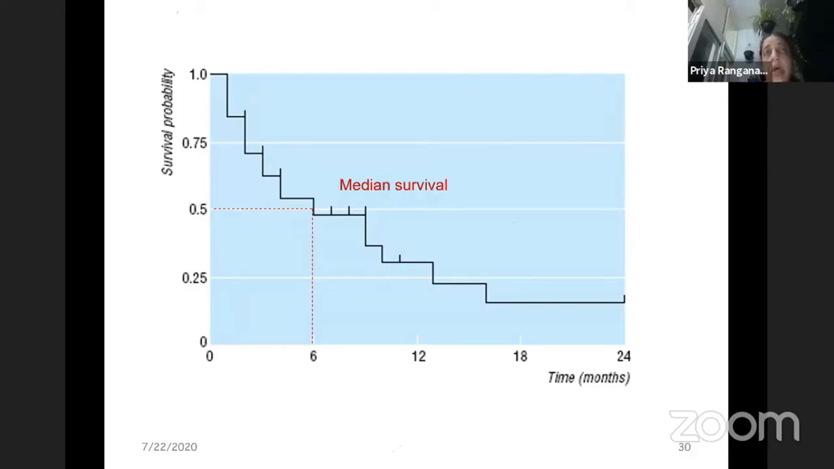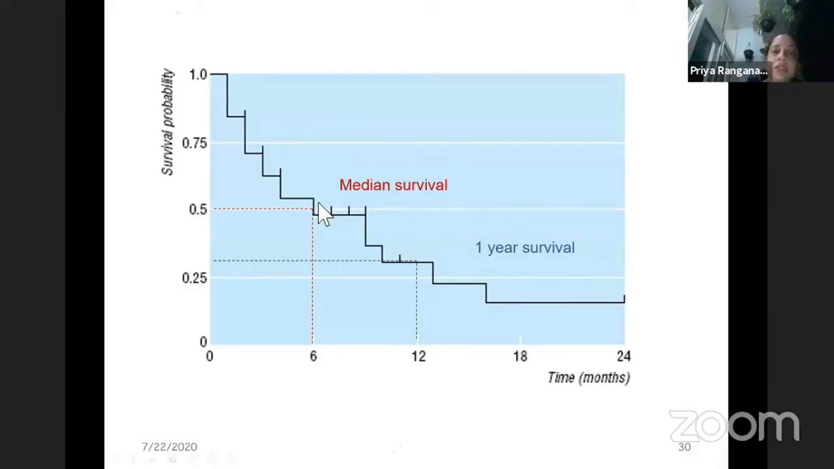On the other hand, you may want some time-specific survival. For example, you may be interested in 1 year survival. So what proportion of patients are likely to survive 1 year after a particular treatment? You drop a vertical line at 1 year and see where it meets the graph. And it's roughly maybe 27, 28% in this case. So that's the 1 year survival. So this is how to read median survival and time-specific survival on a Kaplan-Meier survival curve.